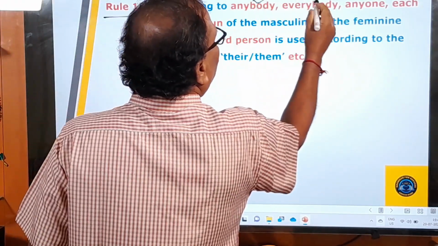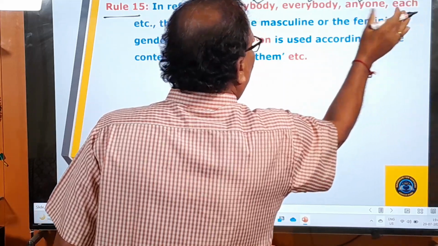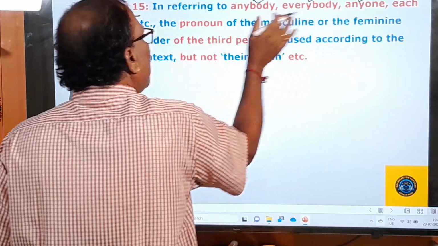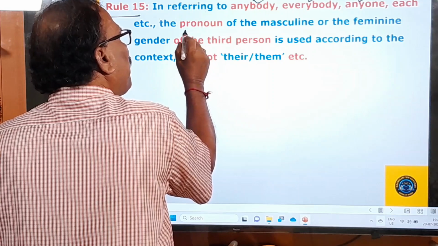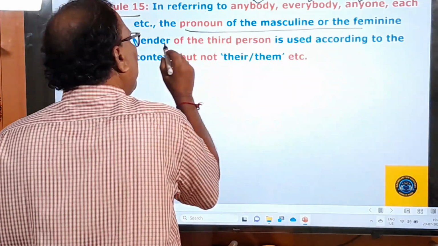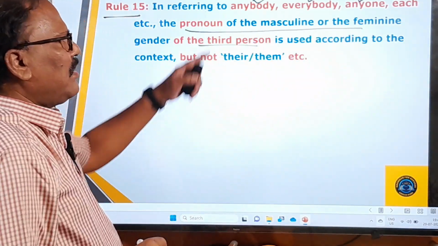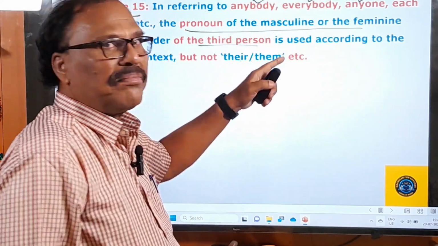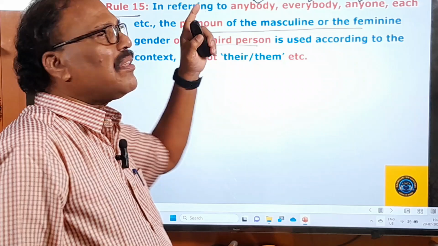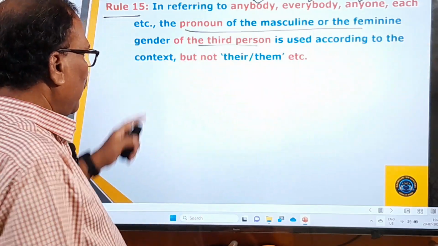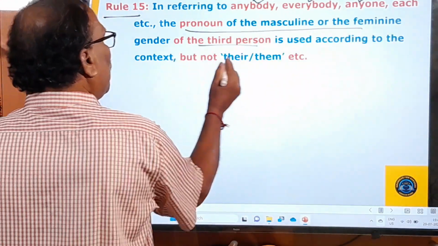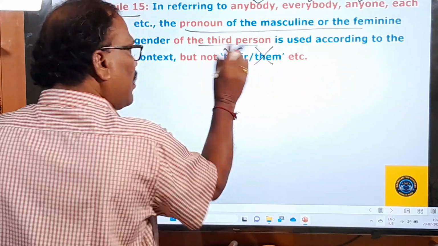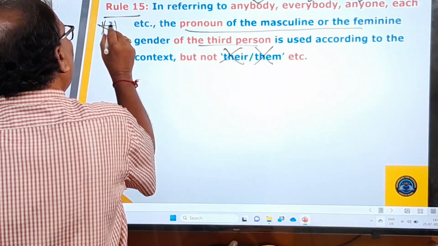In referring to anybody, everybody, anyone, each, these are very interesting pronouns, and they follow the pronoun of the masculine or feminine gender of the third person. They take only the pronoun of the masculine or feminine gender of the third person after them, according to the context, but not their or them. This is a very important one, double star marked.